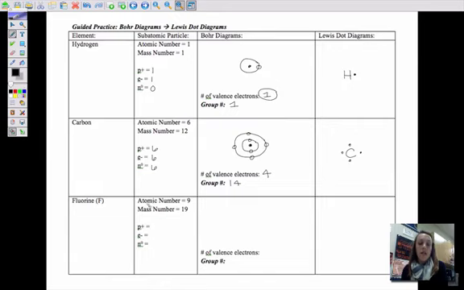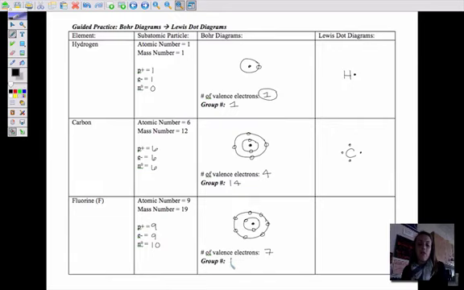Next up is fluorine, which has an atomic number of 9 and a mass number of 19. So I have 9 protons, 9 electrons, and 10 neutrons. When I draw my Bohr diagram, I have my nucleus, and the first level, I'll max out my 2 electrons. But if I have 9 total, that means I have 7 more to go. So I need to draw another level, where I'll have my 7 remaining electrons. So I have 9 electrons total, but 7 in the outside ring. So I have 7 valence electrons.